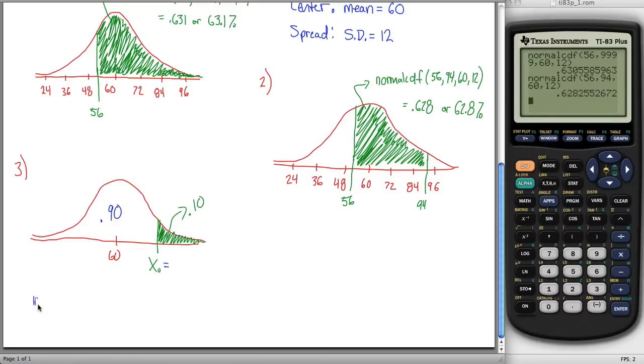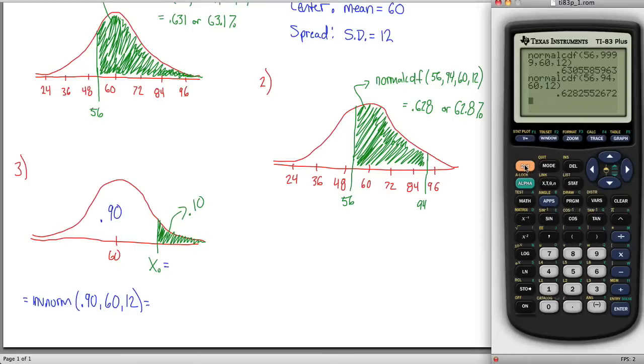The way you do that is you use your inverse norm function. The arguments for inverse norm are the area below, the mean, and the standard deviation. So if I punch this into a calculator, first of all, inverse norm is located under distributions, same place normal CDF was. It's the third thing on this list. And if I give it my 3 inputs, 0.9, 60, and 12, it'll tell me what dog weight I need so that that weight is more than 90% of the population, which answers our question.